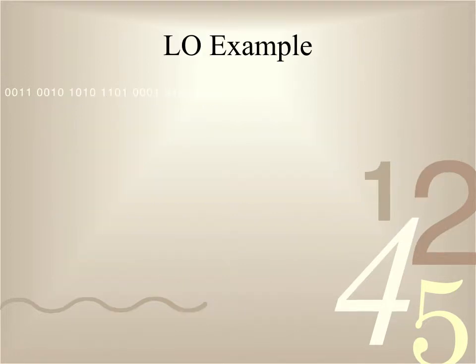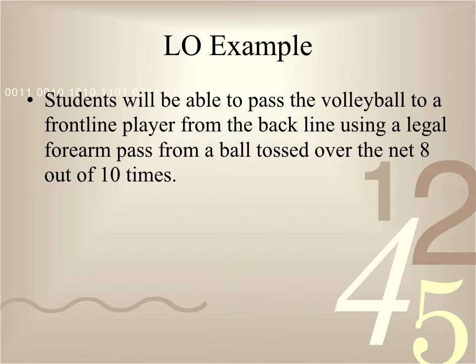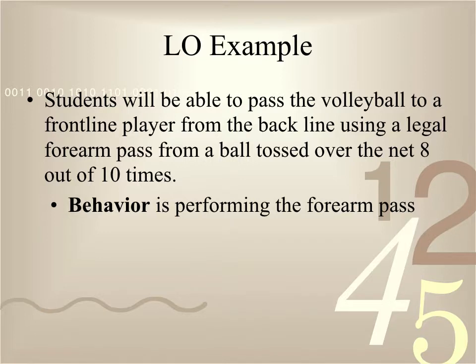So let me give you an example. Students will be able to pass the volleyball to a front line player from the back line using a legal forearm pass from a ball tossed over the net 8 out of 10 times. So our behavior is performing a forearm pass. So the verb is to pass, so that's psychomotor.